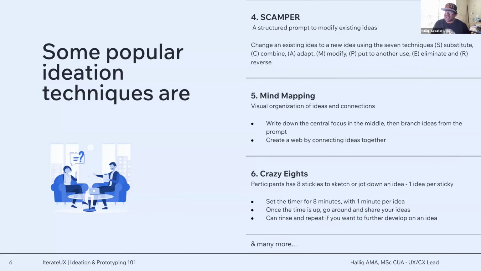A couple of other methods: the SCAMPER method. I'm sure many of you might have heard of it. It's much more of a structured approach. It's not something that I would recommend using for a goal or a project where nothing exists. This is a method which you can use for a project or a situation where you already have a set of ideas to explore.